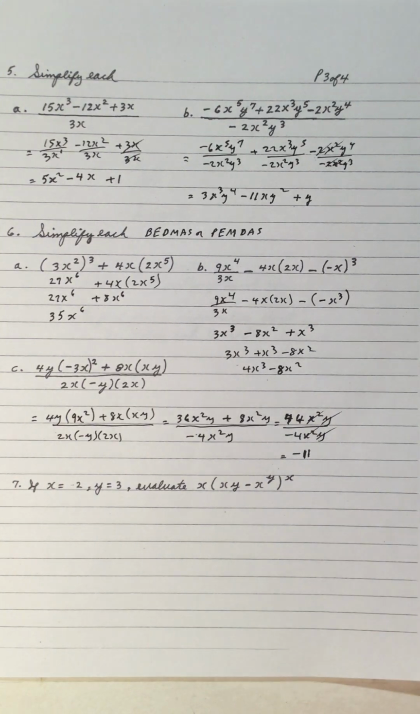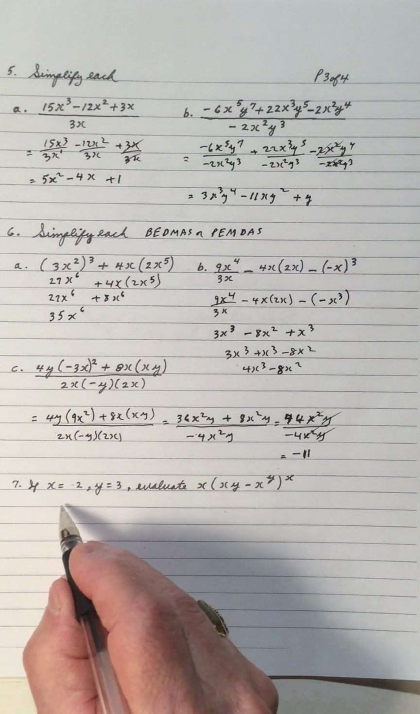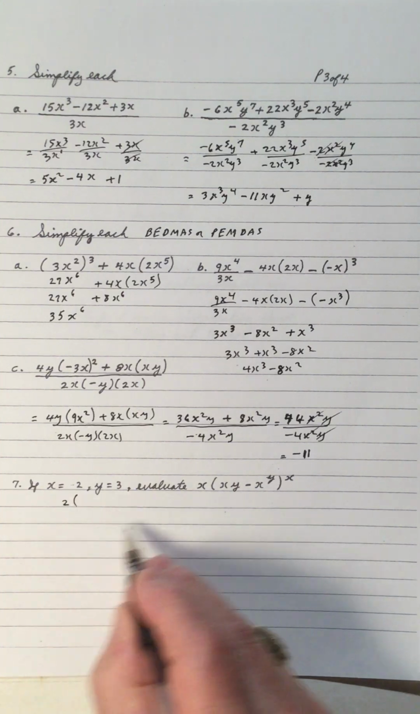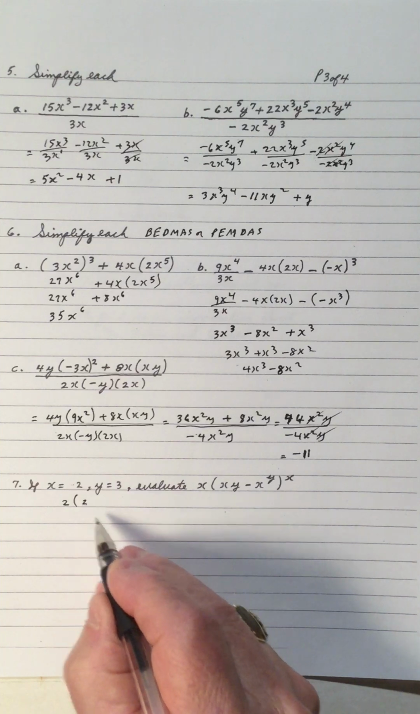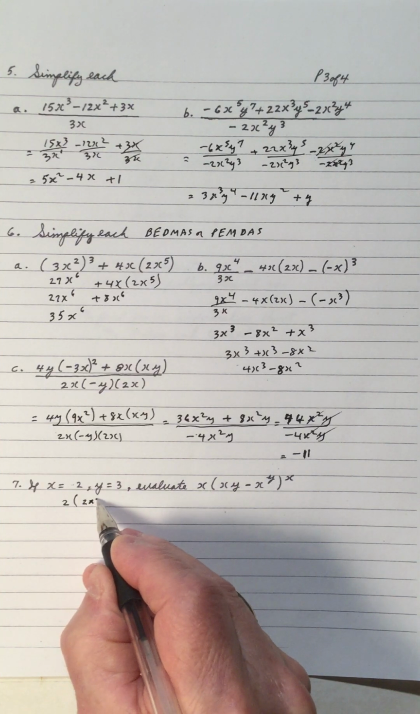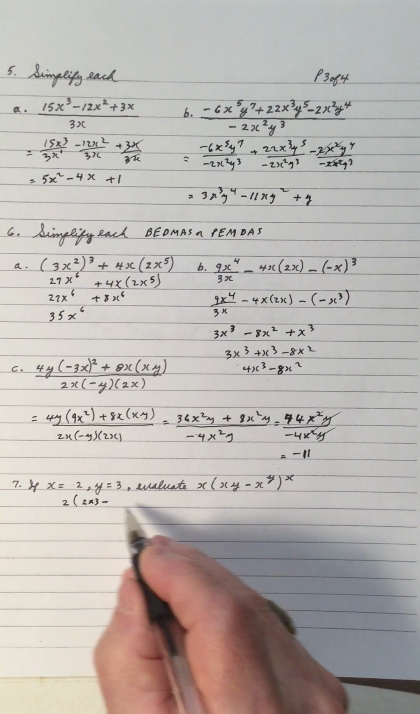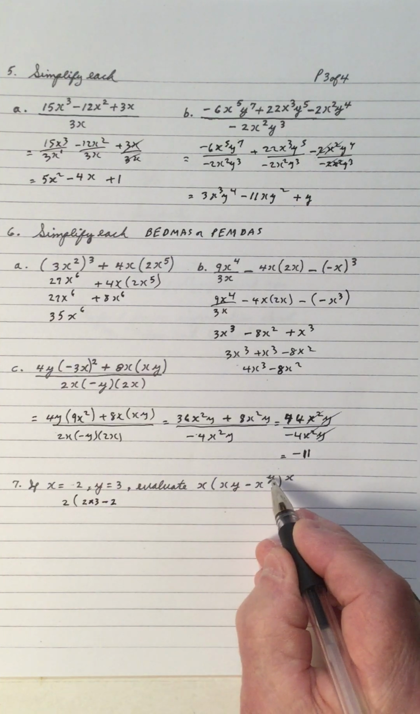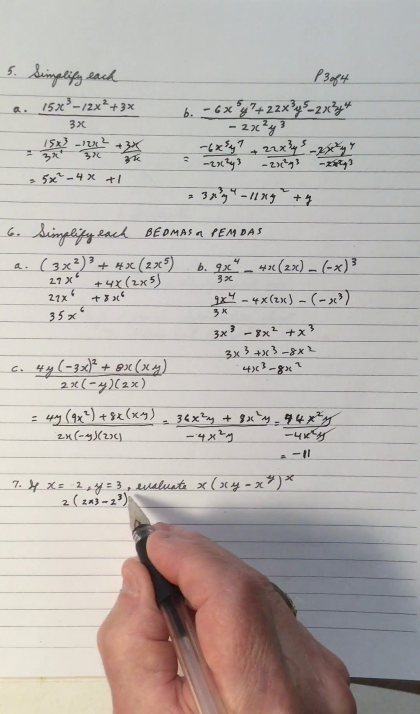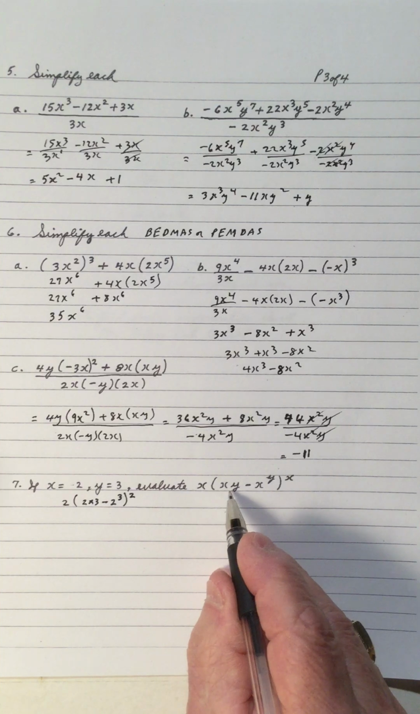Number 7. If x is 2 and y is 3, evaluate this expression. Well, first of all, we got to say x is 2, x is 2, y is 3. So let's do that. Minus x is 2, y is 3, and x is 2. So this is a multiplication here.